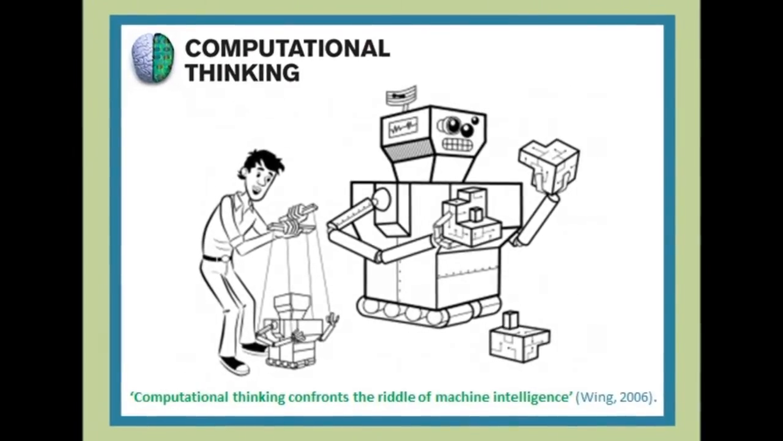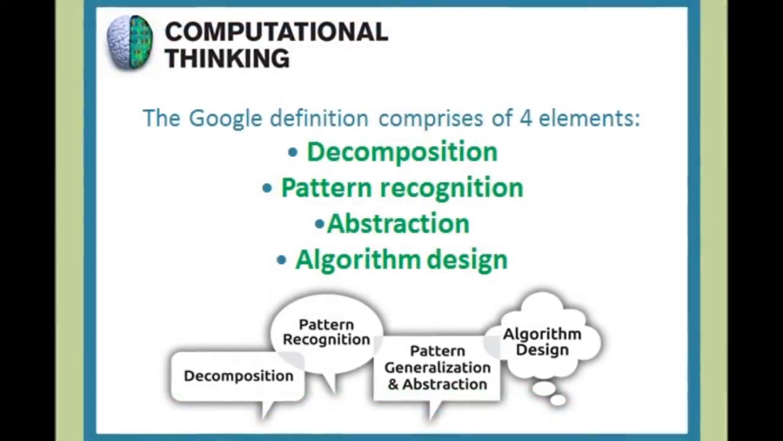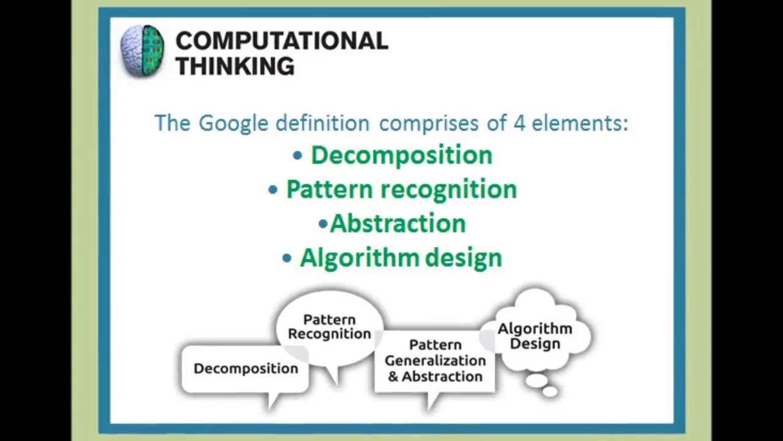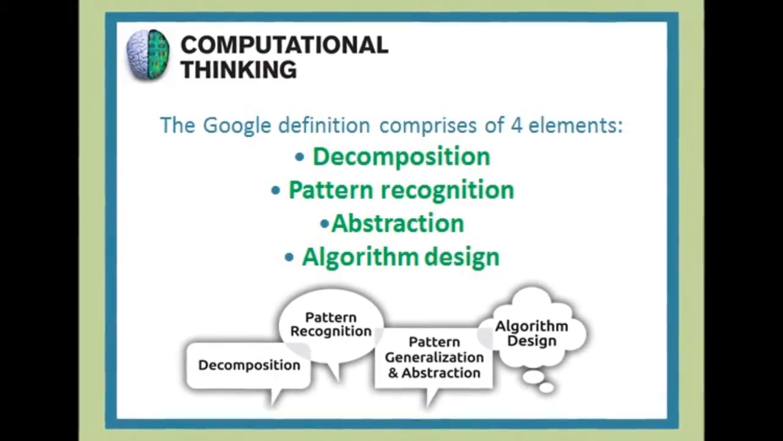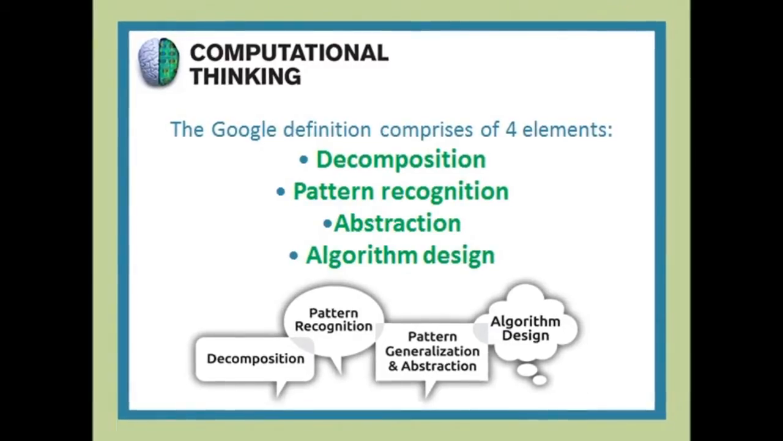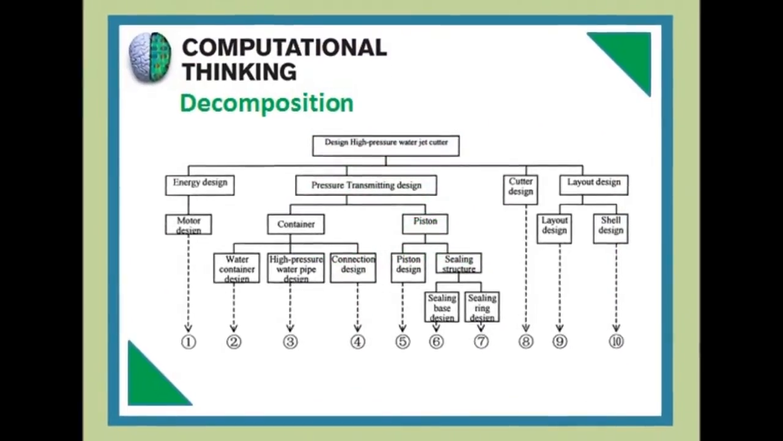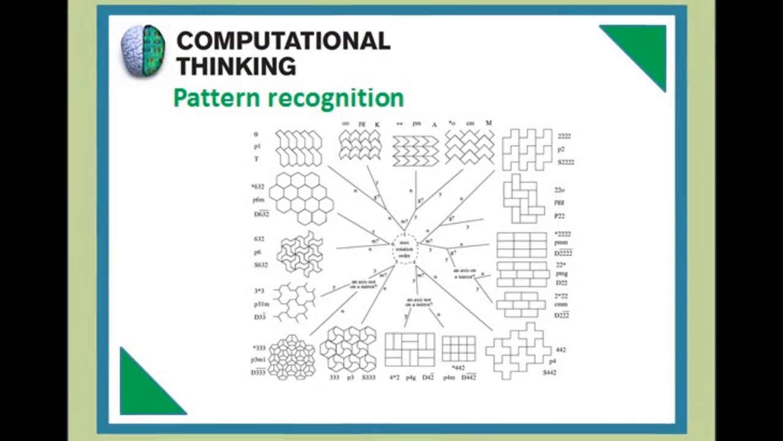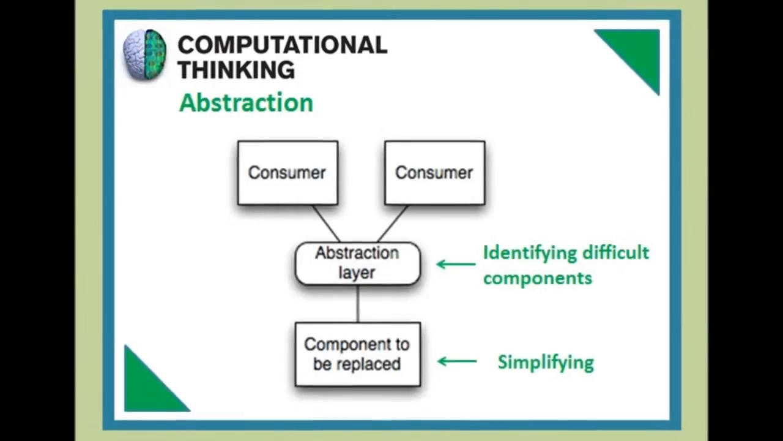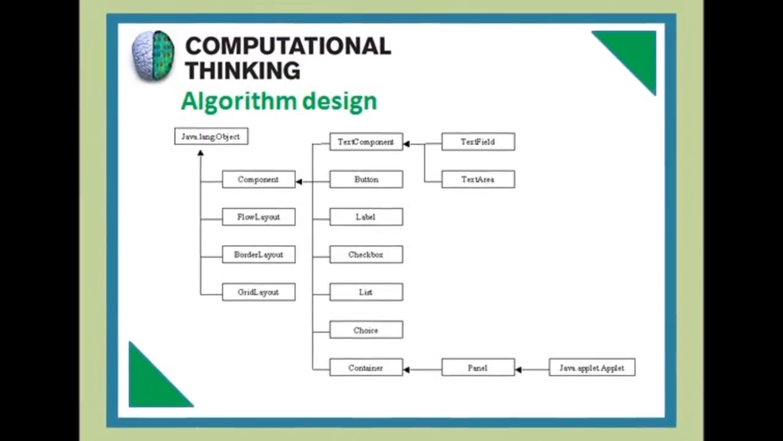Computational thinking confronts the riddle of machine intelligence. The Google definition of computational thinking builds on this idea by providing a breakdown of the elements involved in this process, which include decomposition, pattern recognition, abstraction, and algorithm design. This is what each element involves. Decomposition involves breaking down what is needed. Pattern recognition involves deciding what is going to happen. Abstraction involves simplifying certain aspects. And algorithm design involves writing a code.